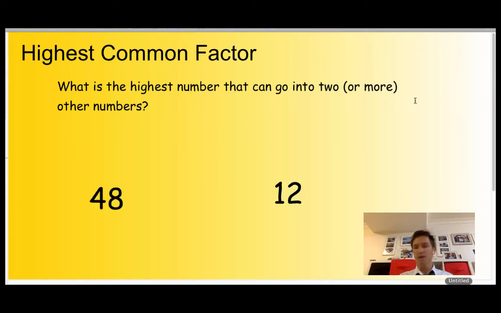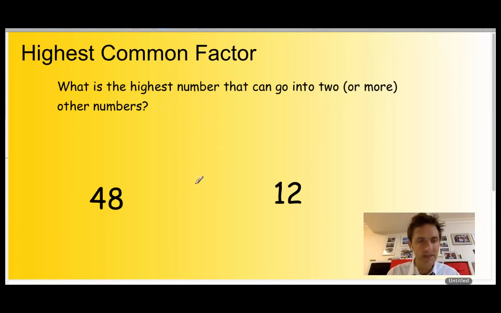Okay, there's two numbers, 48 and 12. Think about it. What is the biggest number that goes into 48 that can also go into 12? What is the highest common factor of both of these numbers? Pause me and have a go.